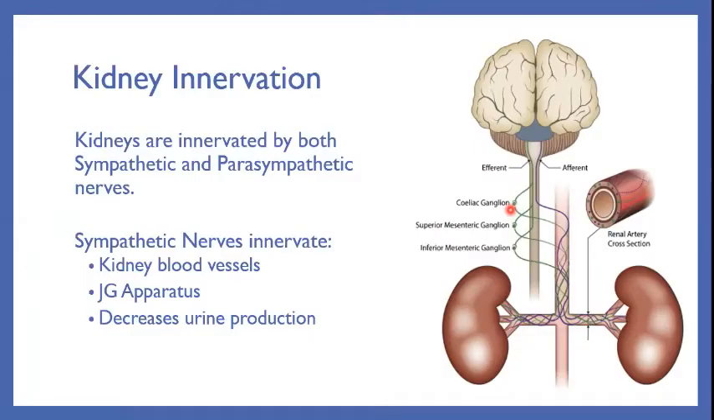Your kidney is being controlled, or innervated, by both the sympathetic and the parasympathetic nerves. Your sympathetic nerves innervate your kidney blood vessels, so the renal artery, how much blood is going to those nephrons, the JG apparatus that we see in lab, and it decreases urine production if needed.